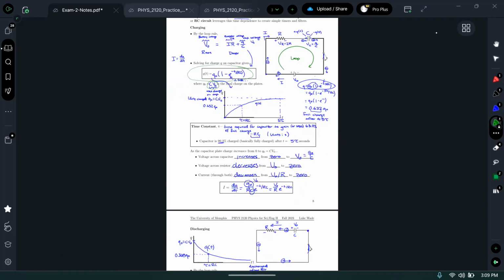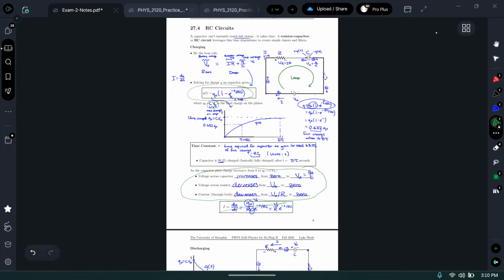And then for conceptual type questions, you can tell me things about the voltage and the current. That's important. I'm not worried about what the current is at any particular time. That's not as important as what the charge is. And then again, this stuff is just how we get there.